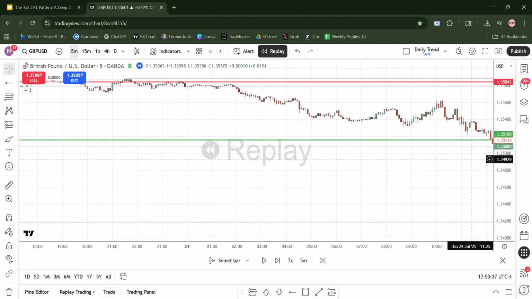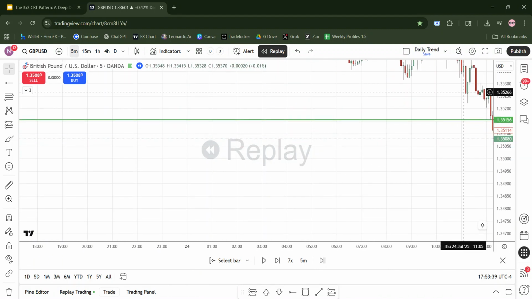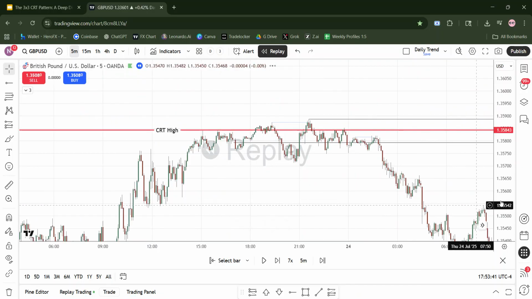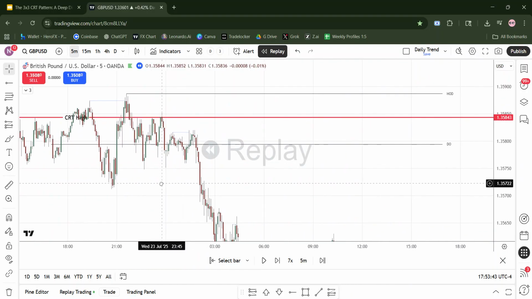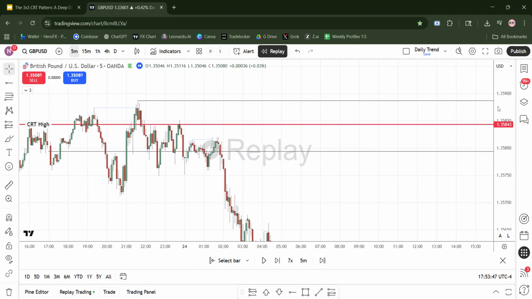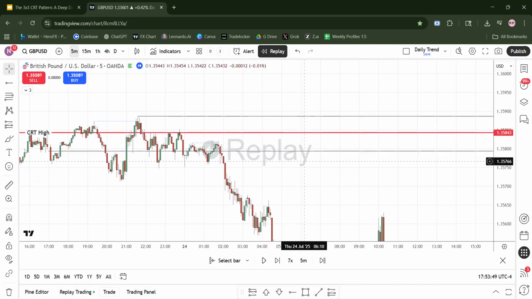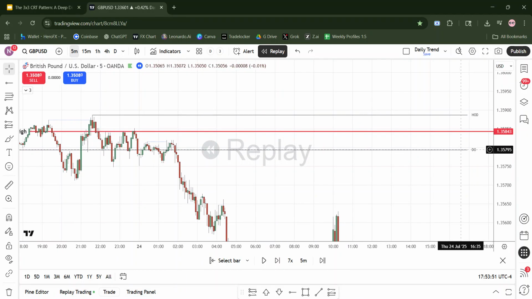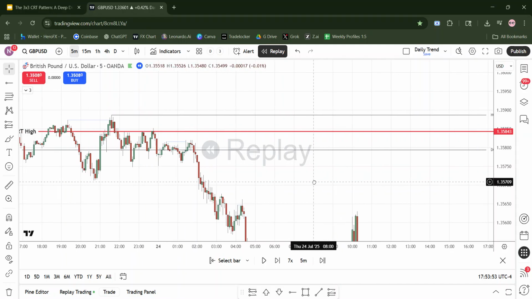So let's see. This is pound dollar. Remember what I talked about with the daily open? Anybody who went short above the daily open, this line right here, you see where it says DO, that's the mark levels indicator, daily open. Anybody who went short above the daily open got a good trade in. All right, but let's see.